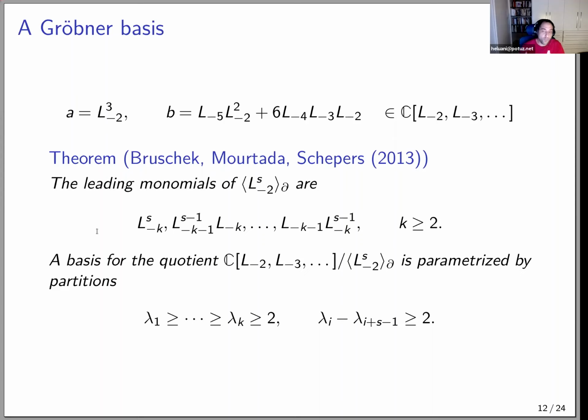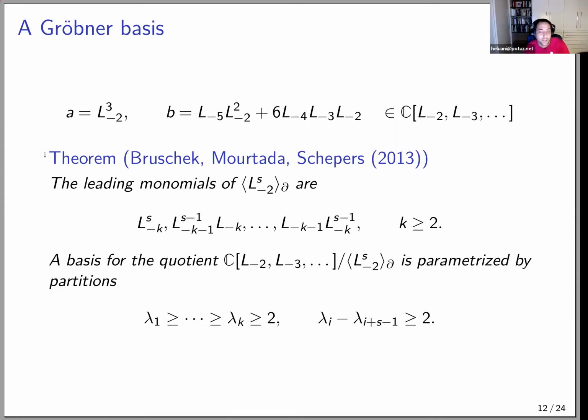So if you want to compute a basis for the quotient, then you're counting monomials that do not contain these guys as divisors. So you're counting partitions that satisfy this condition. And this condition is precisely the condition that Feigin and Frenkel found. So this is an alternative proof of Feigin and Frenkel's theorem. Actually, Feigin and Frenkel's theorem was never published, as far as I know. Jethro might correct me. It's a beautiful paper. If you haven't read it, it's beautiful.